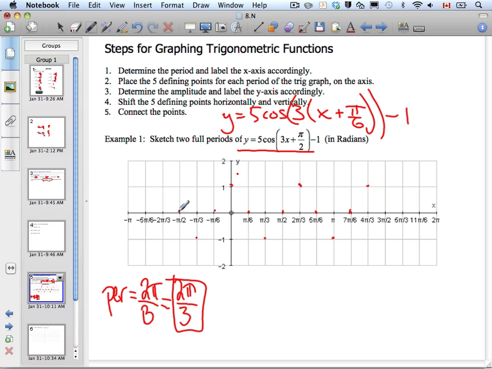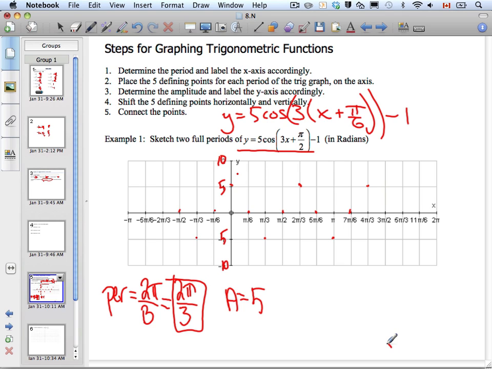The next thing it says, determine the amplitude and label the y-axis accordingly. Well, the amplitude comes from the a value, which is 5. And so I'm magically going to take this and change this to a 5 and a 10, and a negative 5 and a negative 10. No one says you can't adapt your axis to fit the situation.